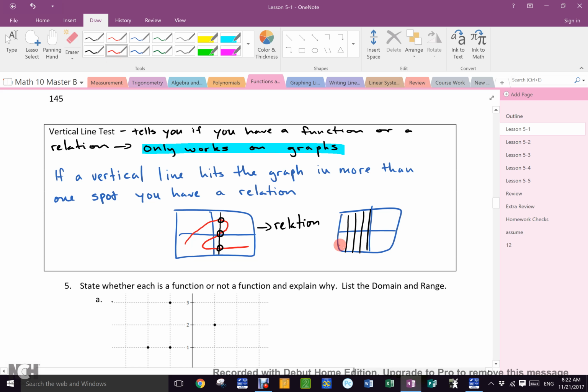If I drew this line, you can see that a vertical line only hits the red at any given time once. So that's a function. I don't know why I started this way over here and left all this blank space. Everybody cool? But remember, this only works when it's graphed. Okay? All right, so let's look at our very next thing here.